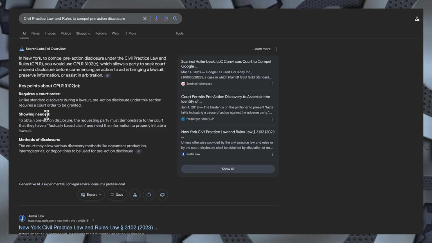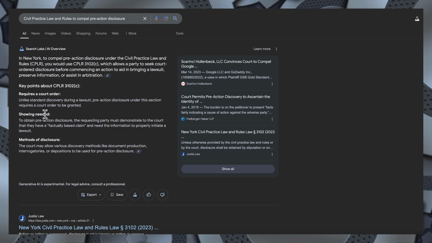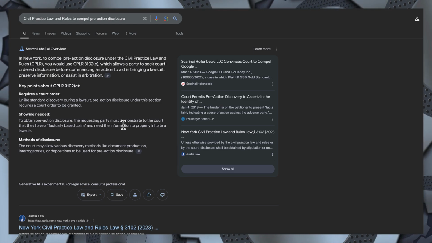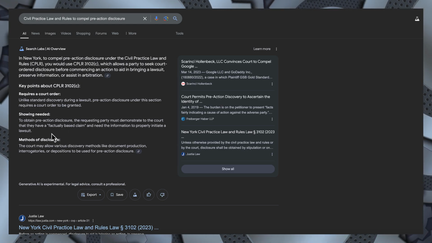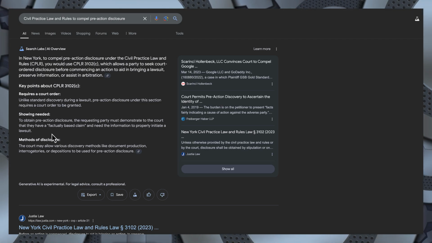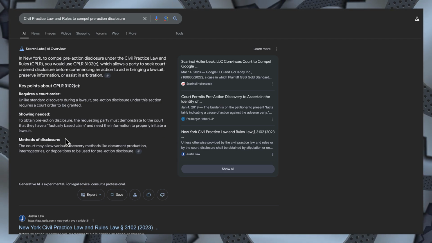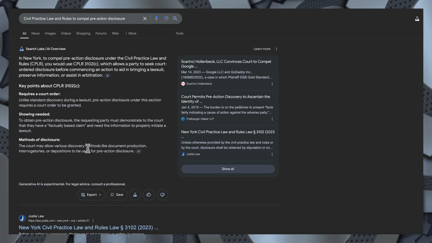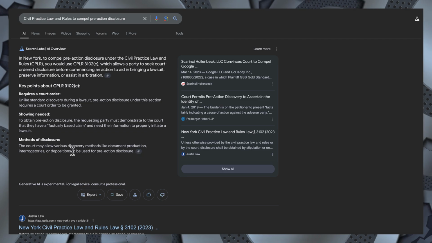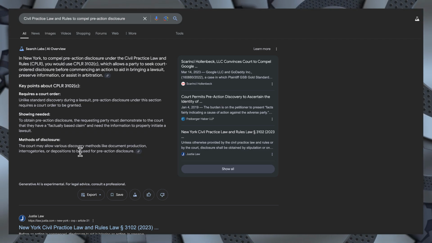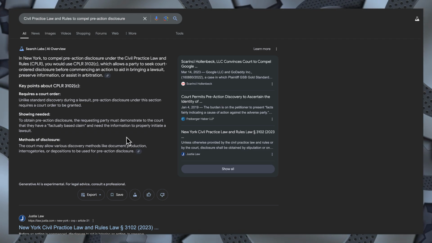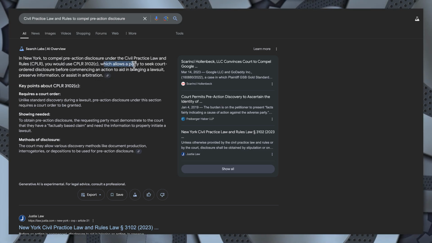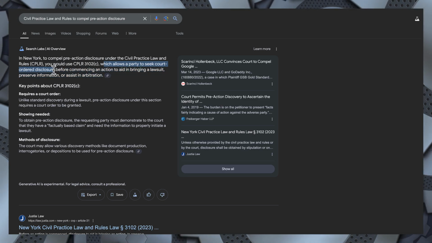Showing needed. To obtain pre-action disclosure, the requesting party must demonstrate to the court that they have a fact-based claim and need the information to properly initiate a lawsuit. Methods of disclosure: the court may allow various discovery methods like document production, interrogatories, or depositions to be used for pre-action disclosure. What is court order disclosure?